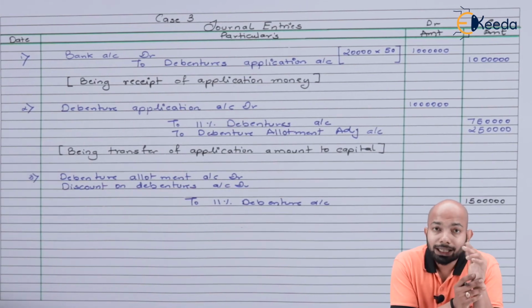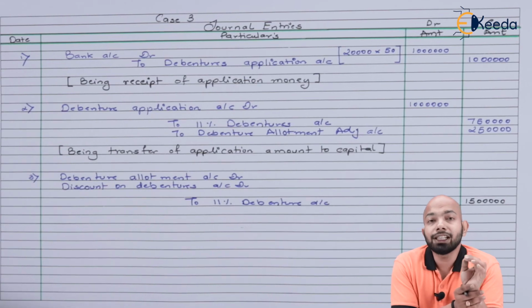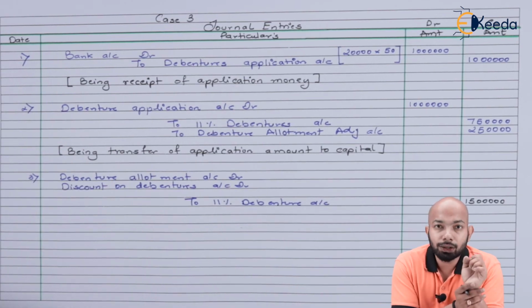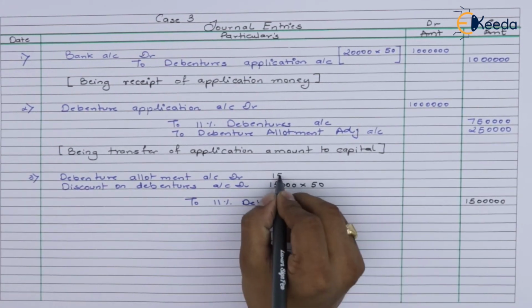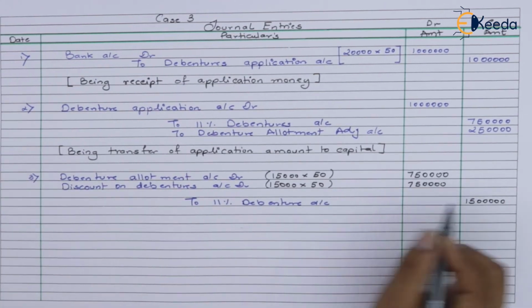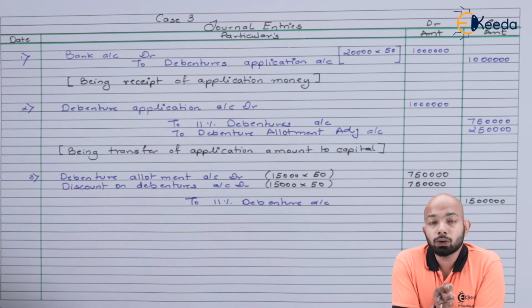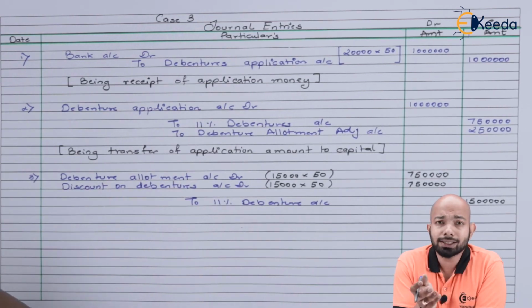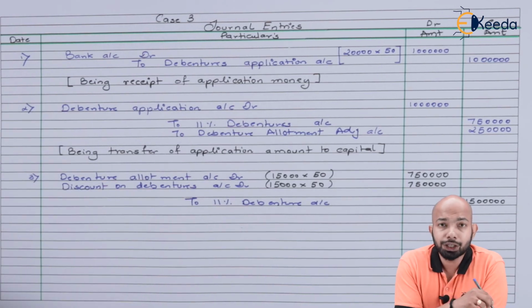But again, while segregating into debit side, we'll mention that 15,000 into 50 as debenture allotment money and 15,000 multiplied by 50 as discount here. So ideally 7 lakh 50,000 is what we can expect, because the rest 7 lakh 50,000 we have already given as discount. So let's mention the narration now.